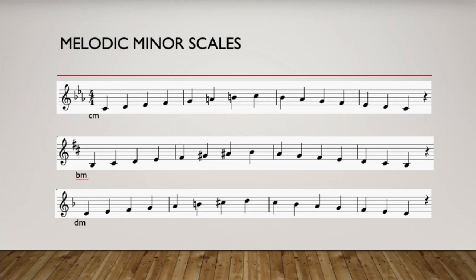Here's what the B melodic minor sounds like. Try to listen for the sound of the major scale towards the top and the natural minor scale descending. And here's the D melodic minor.